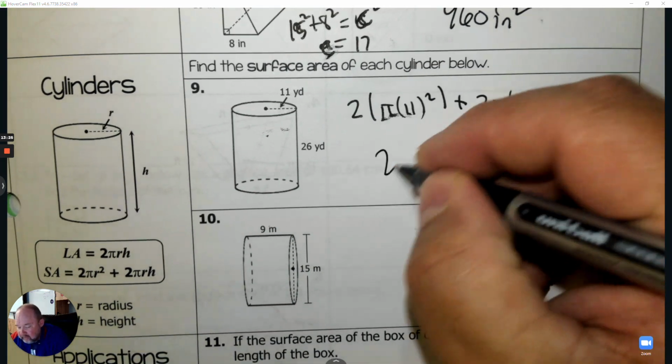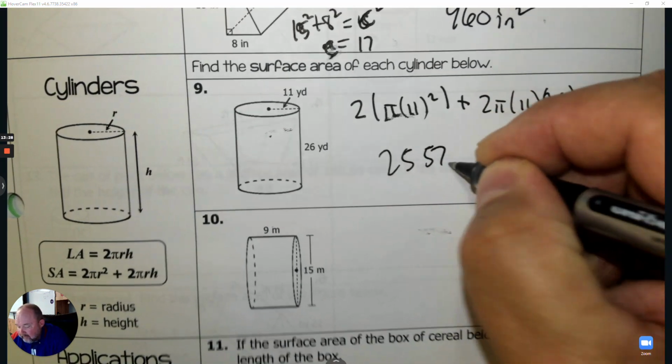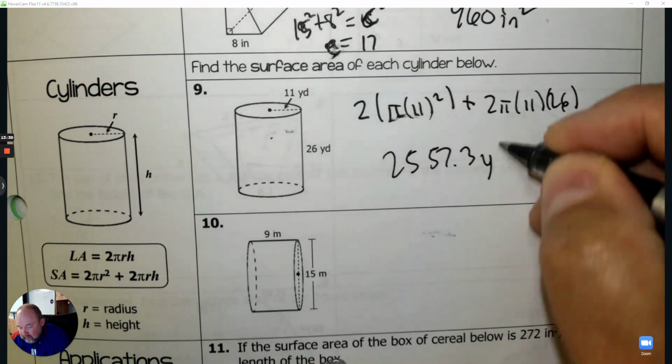I get 2,557.3, and that's yards squared.